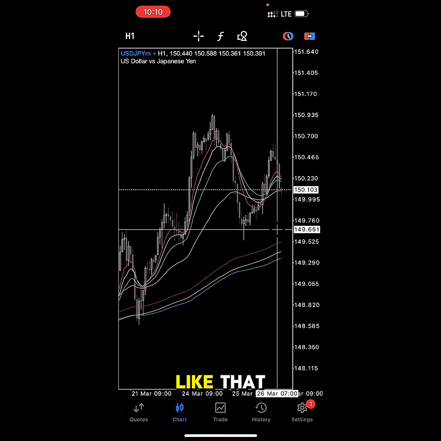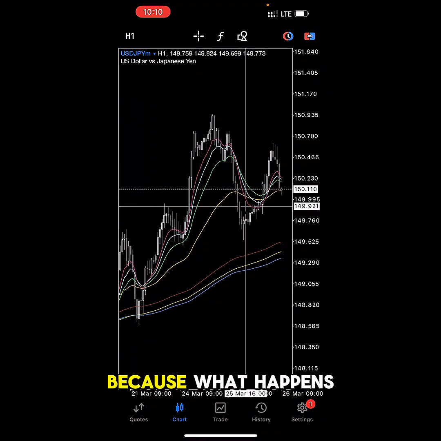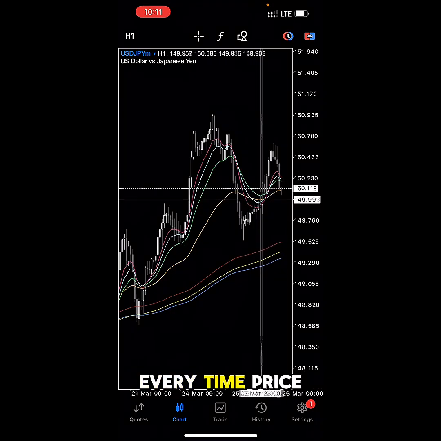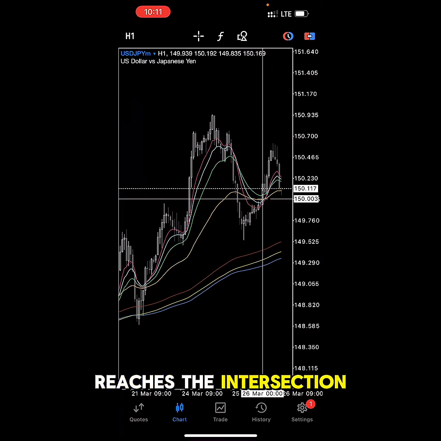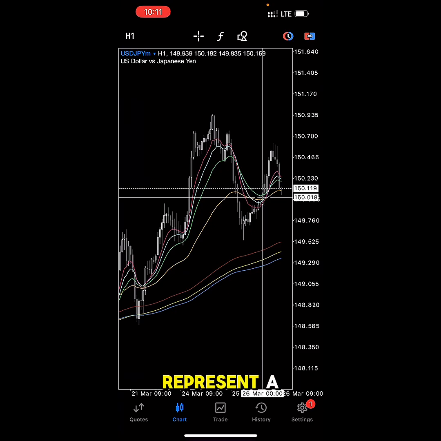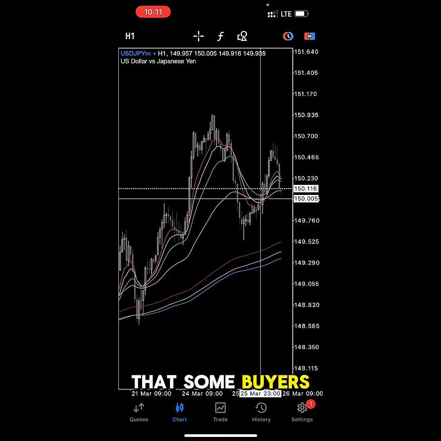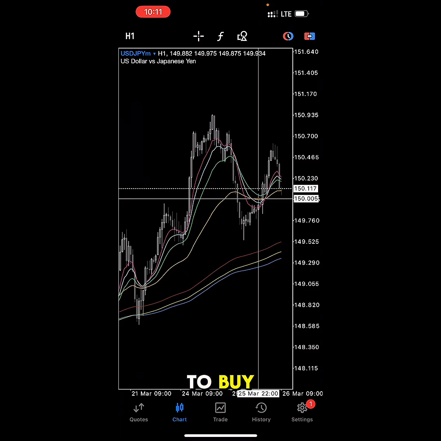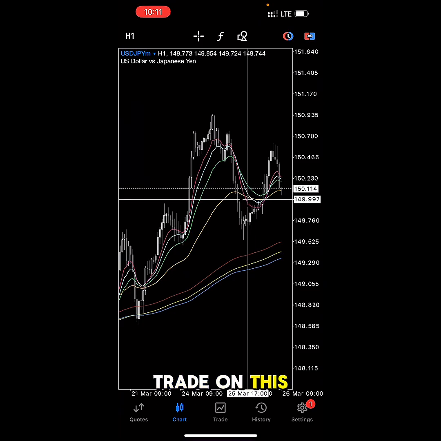530, something like that. Because what happens is, every time price reaches the intersection, or where the moving averages cross, this level will represent a level where price will find it difficult to cross below, all right? Which means that some buyers will be looking to buy or execute buy trades on this specific level.